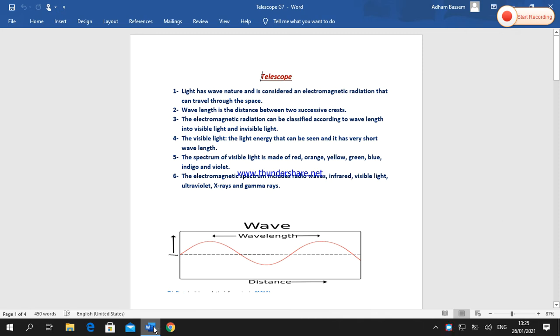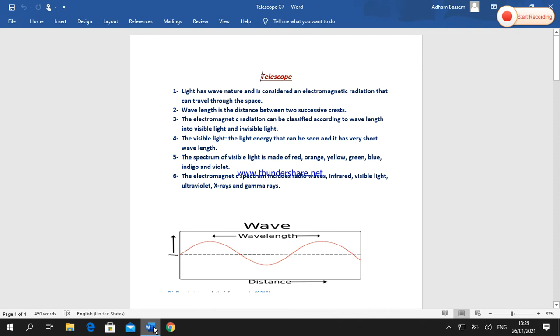The sun emits electromagnetic radiation, okay? Electromagnetic radiation includes many types of rays, such as visible light, ultraviolet radiation, infrared, X-rays, gamma rays, and microwave, okay? Light has a wave nature and is considered an electromagnetic radiation. The white light emitted from the sun has a wave nature and is considered an electromagnetic radiation.